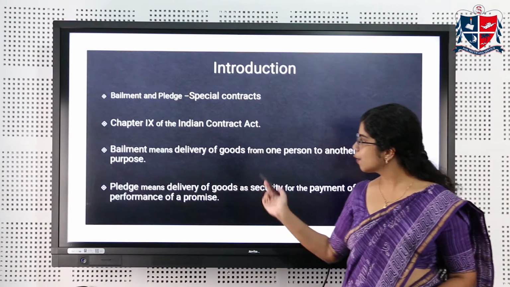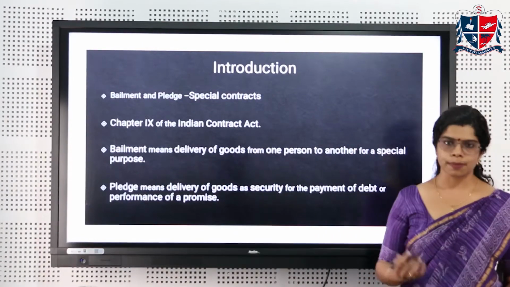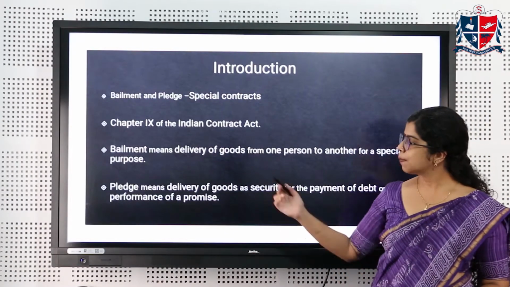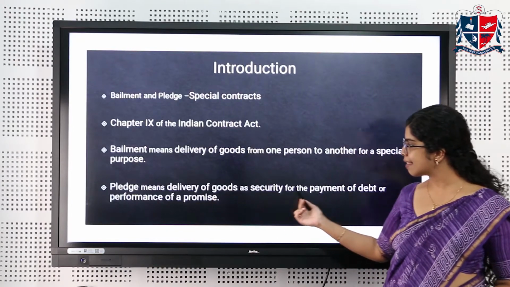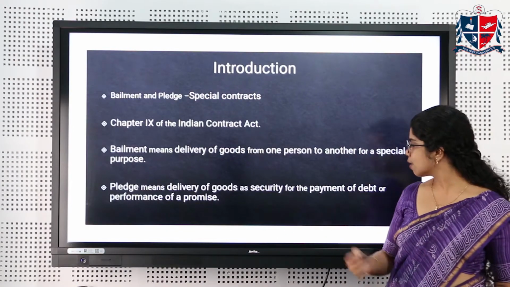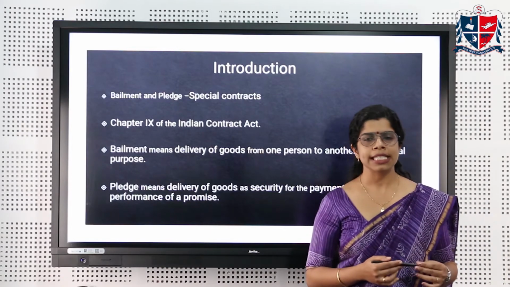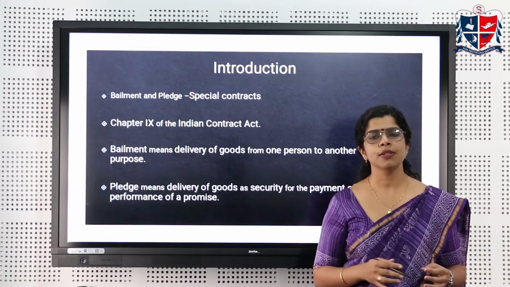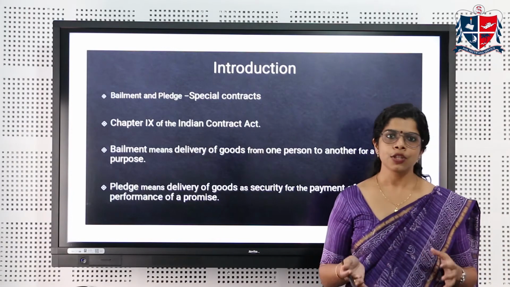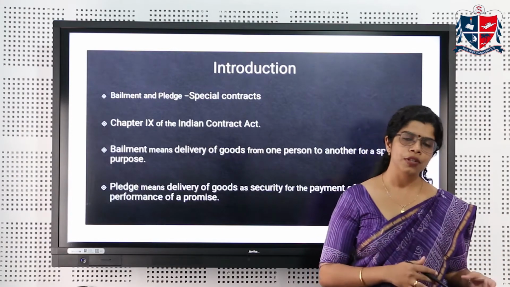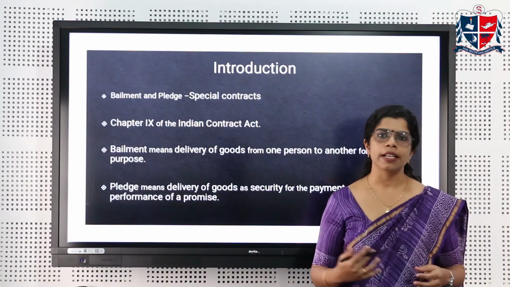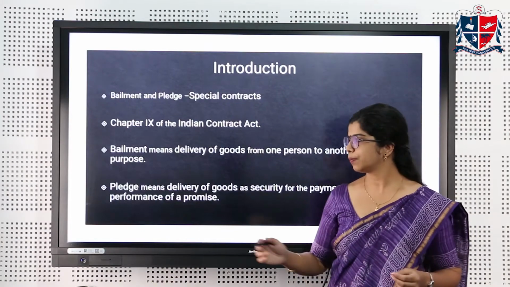Bailment means delivery of goods from one person to another for some specific purpose, and pledge means delivery of goods as security for the payment of debt or performance of a promise. We'll look into it in detail, as to what is the exact difference between bailment and pledge. We'll be dealing with the provisions that come under bailment as well as pledge in detail.